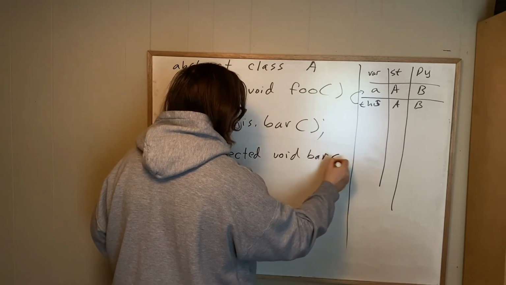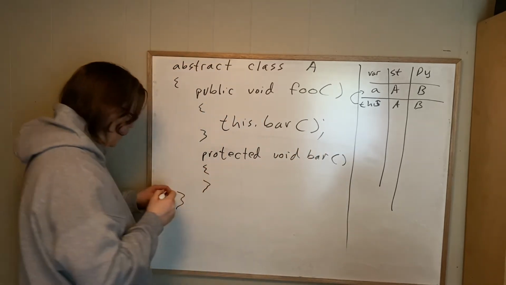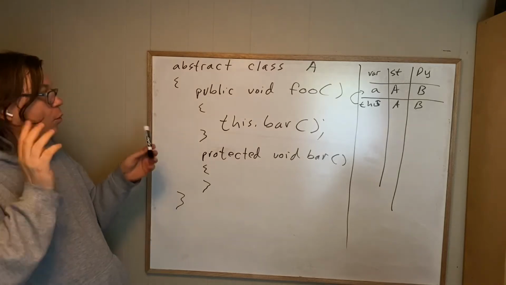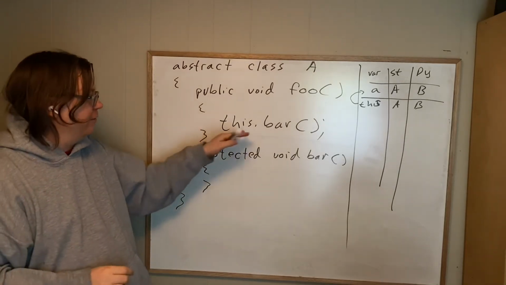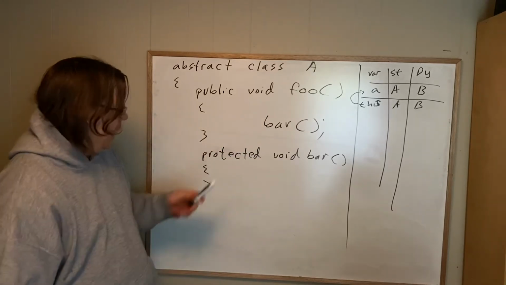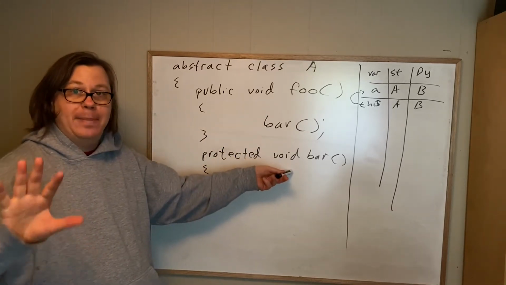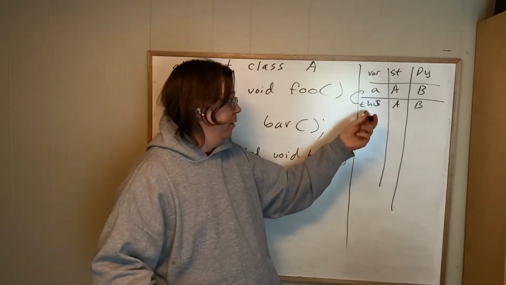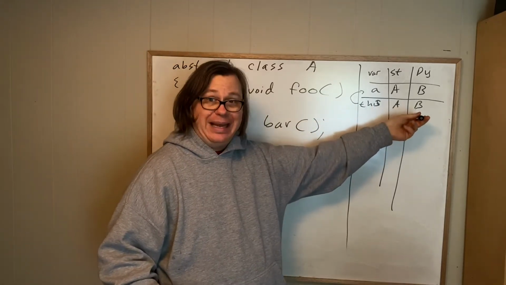So let's say it's here. So where students make the mistake is they say, okay, well, we're calling bar, this dot bar, or just bar, they're both the same, and there's a bar in here, so I'm going to call that one. But that's not right. Same rule applies.